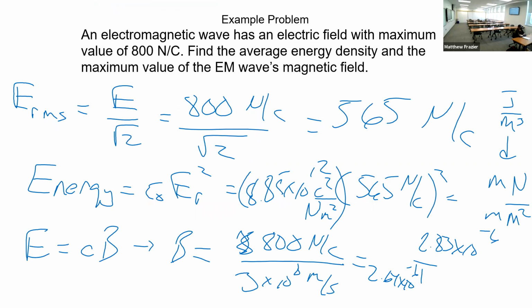So we worked through a problem of calculating the energy in an electromagnetic wave where we knew the electric field and we knew the maximum value. So we found the RMS value and then we calculated the energy. And we used that to also calculate the magnetic field based on the relationship between electric and magnetic fields.